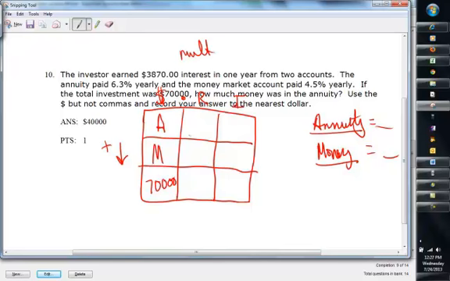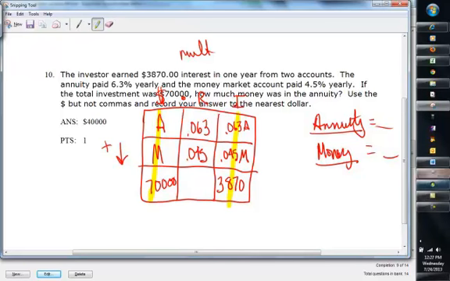So it says the annuity pays 0.063. The money market pays 0.045. Now, the total interest, it says, is $3,870. I said we multiplied going across, so this is 0.063A. This is 0.045M. So our two equations are this one here and this one here.